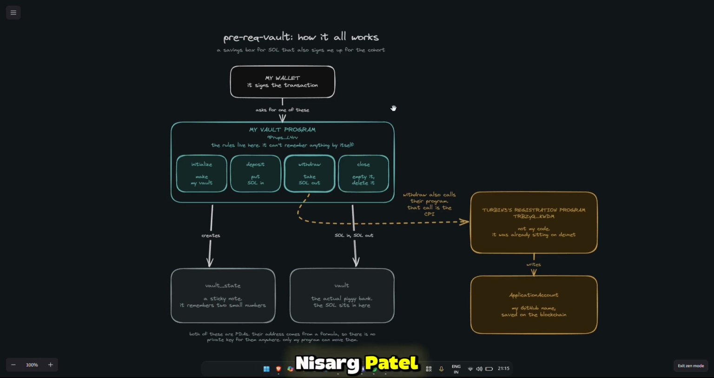Hey everyone, I'm Nisarg Patel and I'm trying to explain the whole thing in just one page in the easiest way. Now, this is me, and I hand a signed transaction to my program underneath.